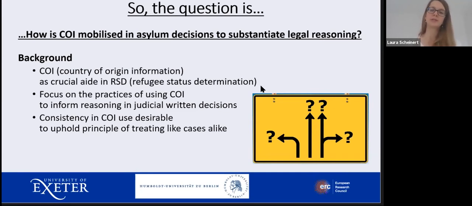And we do this based on the assumption that consistency in the use of COI is desirable in light of the principle of treating like cases alike. And I guess Femke has given us some great insight into why that consistency, even in terms of collection and standards of assessing COI, might be somewhat lacking. But then our question really is, how is COI mobilized in asylum decisions to substantiate legal reasoning? And we will argue that it might be mobilized differently, and it might be less what you know, but how you use it. That's why we've got the little traffic sign at the bottom.